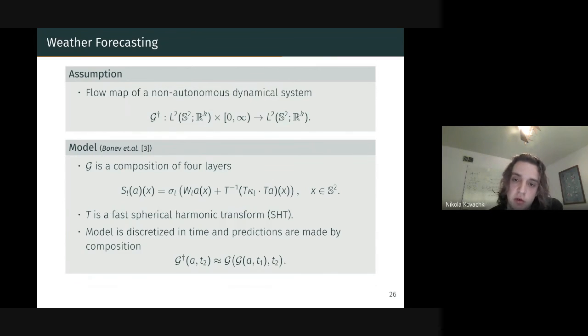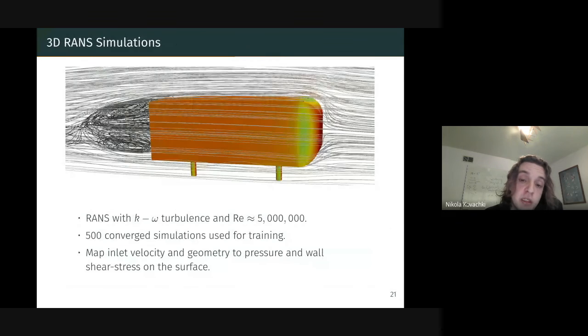Because it uses spherical harmonics, and also it's tailored to the problem. Things are trained in such a way that you predict things autoregressively from one state of the atmosphere to the next. Here, you're doing something completely different, because here you're trying to capture the information of the car and then map that onto the actual output, which is the pressure. And there's no time here, because these are RANS simulations.